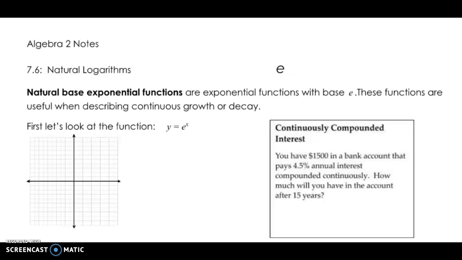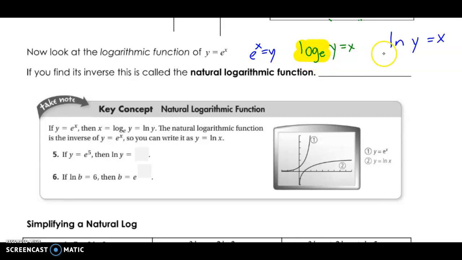Algebra 2 notes, 7.6 natural logarithms. All right, so then we can write it as natural log of y equals x. So that's just kind of a way to shortcut that logarithm base e of y. We can just put natural log.